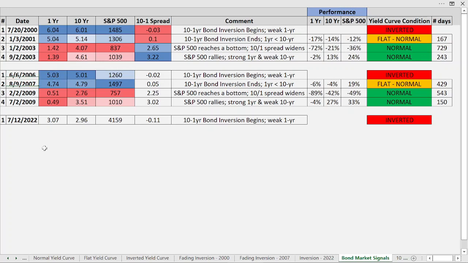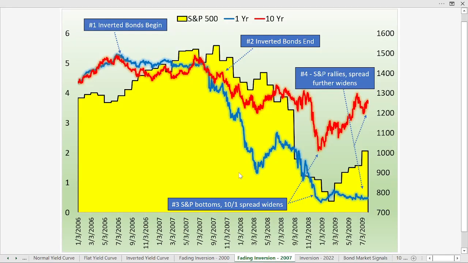On August 9th, 2007, the 1-year bond yield drops to 4.74 and the 10-year drops to 4.79, while the S&P 500 actually goes up. That's a 5 basis point regular, not inverted spread, I should say, but it's so close, we call this a flat yield curve. 4.74, 4.79, it's about the same. That's what we see over here.